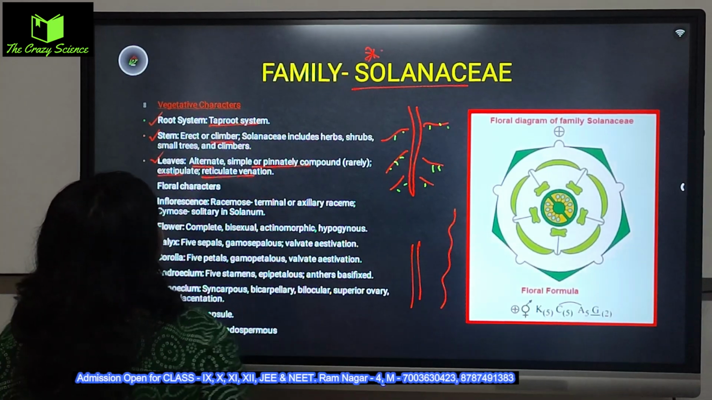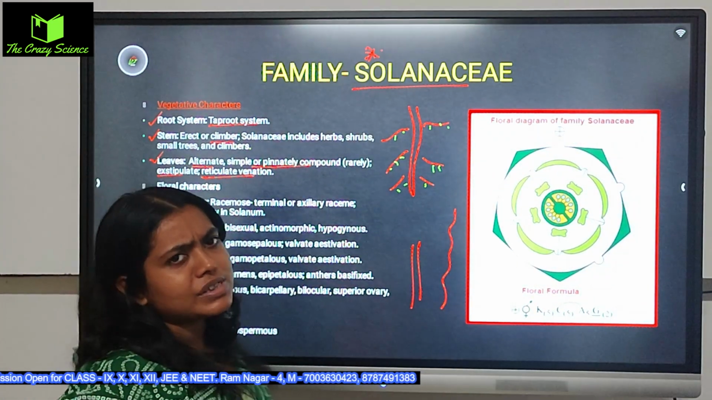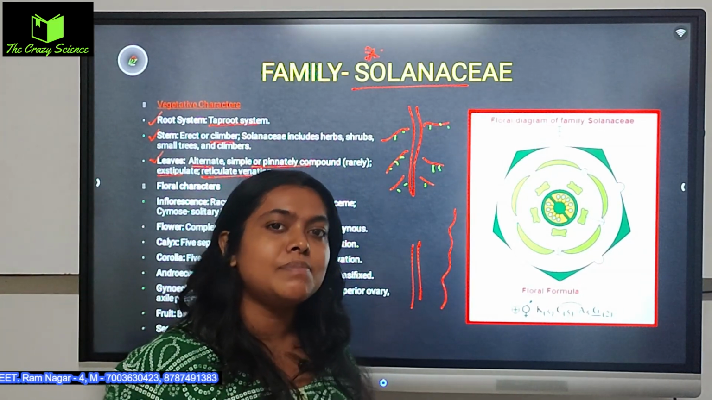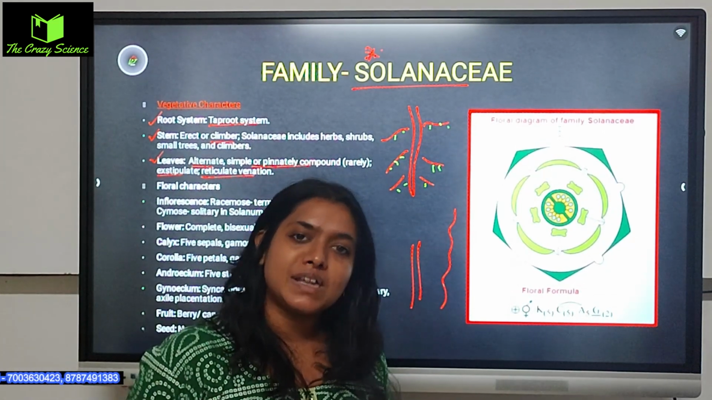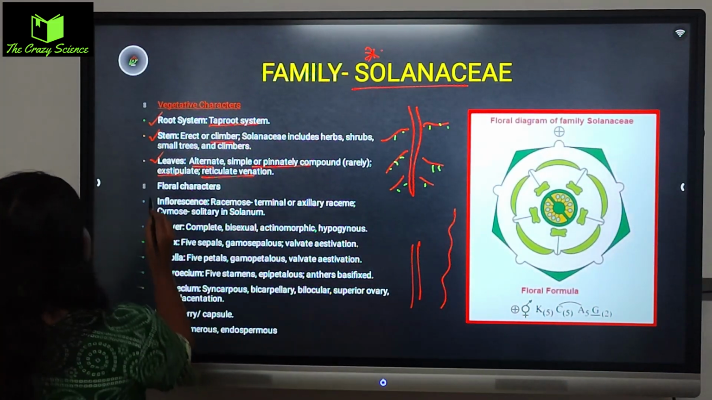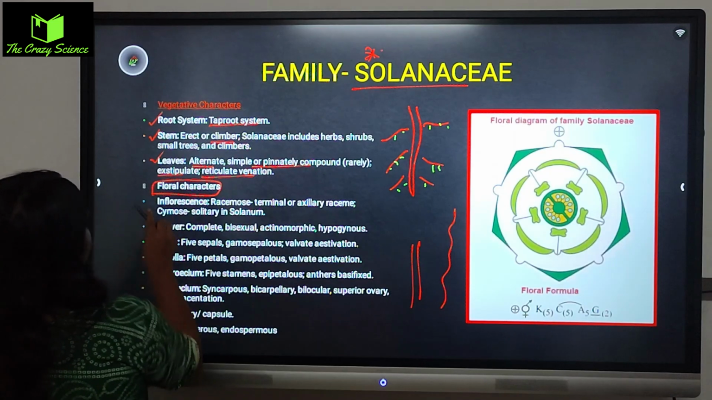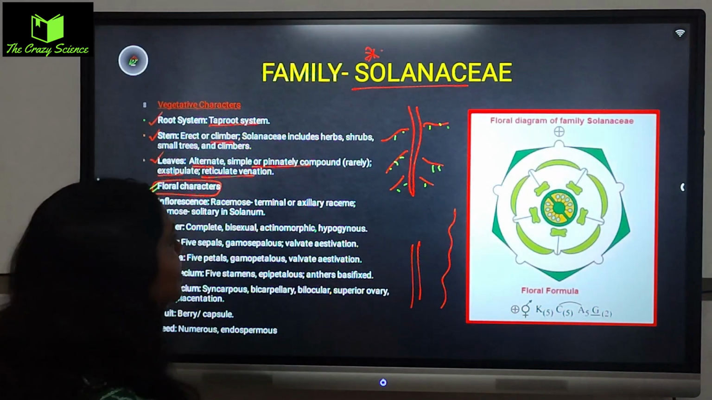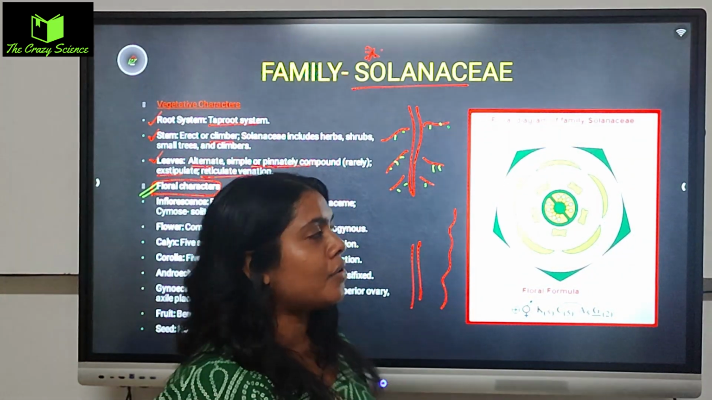Exstipulate and reticulate venation. Reticulate, we know, is different from parallel. In dicotyledons we see reticulate venation, where the leaf blades have proper veins and midribs. Next, the most important part is the floral characteristics, and the floral characteristics are going to come. It's important.